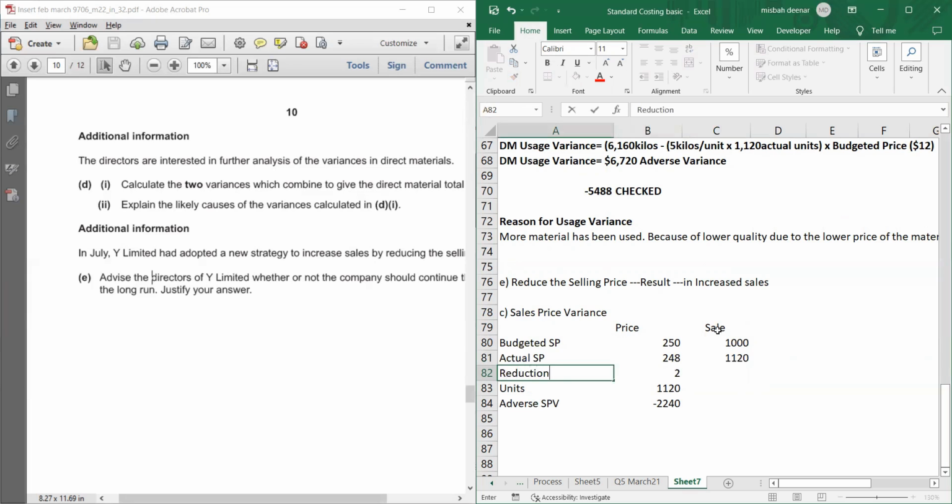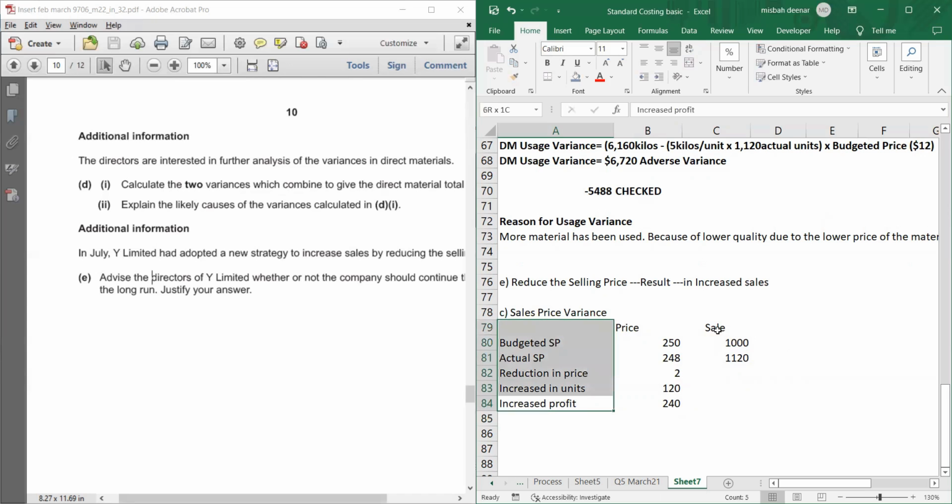So there was a reduction. We see that the reduction in price of $2 led to an increase in units. If we see that the units increased by 120 units, so a total increased profit.